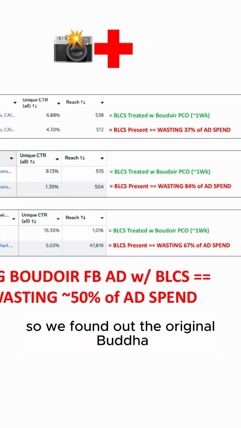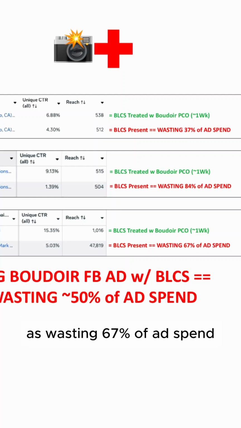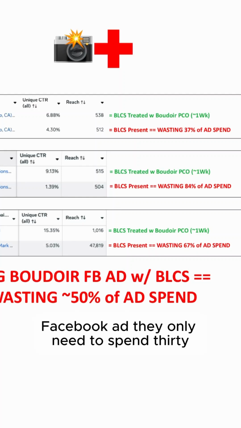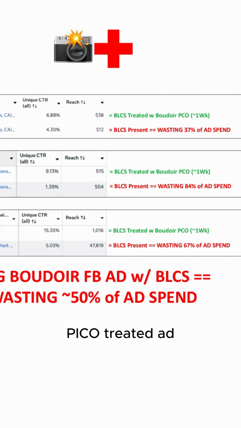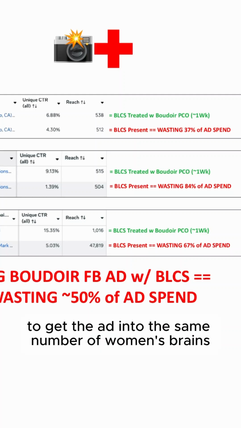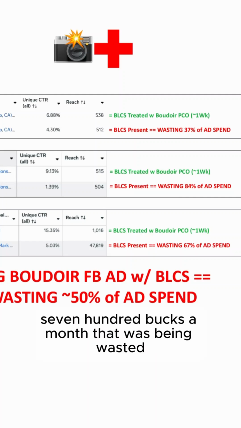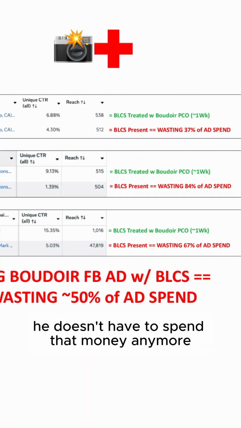So we found out the original Boudoir Facebook ad was wasting 67% of ad spend. That means that they're spending 10 grand a month on the original Boudoir Facebook ad. They only need to spend $3,300 a month on the Boudoir Pico treated ad to get their ad into the same number of women's brains in both scenarios. So it's $6,700 a month that was being wasted. Now it's back in his pocket every single month. He doesn't have to spend that money anymore.